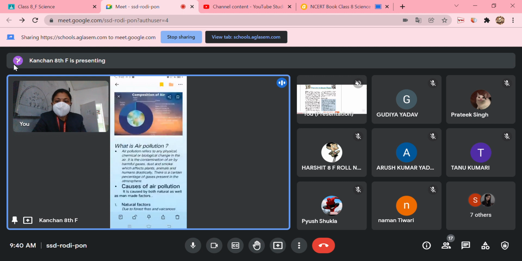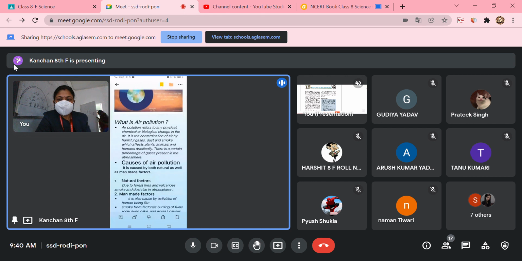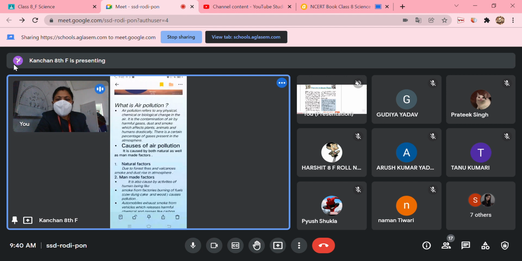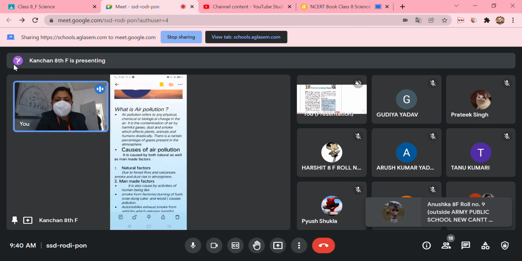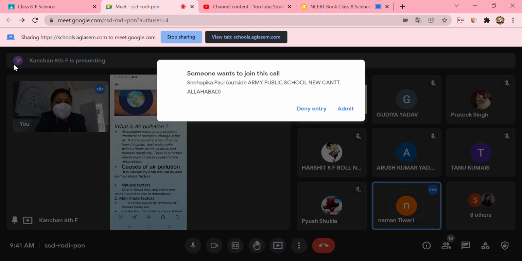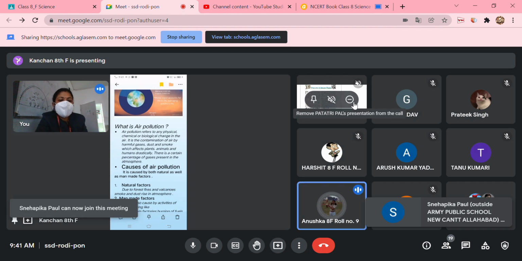And then air pollution. Air pollution refers to any physical, chemical, or biological changes in the air. Causes of air pollution. So what are these changes? Just wait, Kanchan. So it is the contamination of air by harmful gases and other particles also, like dust, smoke, which affects the biological or the abiotic factors, that is the living world.